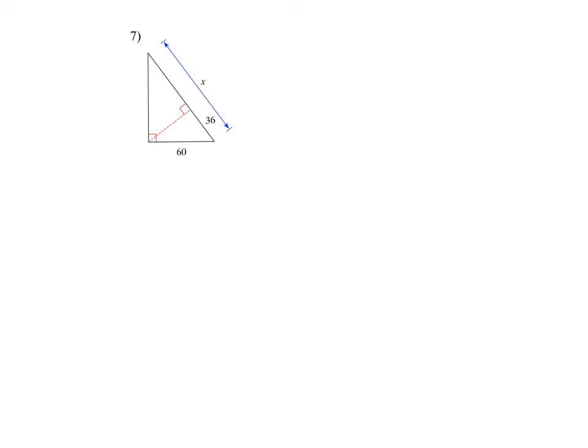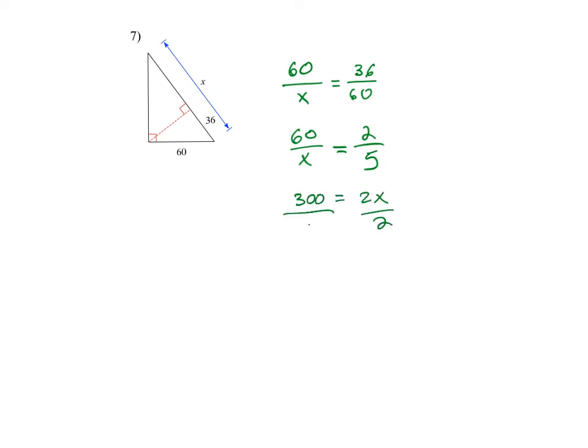So number 7, again, I'm going to be working with this small triangle right here and the big triangle. So in this case, the hypotenuse of the small triangle, 60, over the hypotenuse of the big triangle, x, equals the leg of the small triangle over the leg of the big triangle. Now I'm going to simplify this fraction by 6. So 60 is to x as 2 is to 5. I'm just going to cross multiply. So 300 equals 2x. Now I'm going to divide by 2. So x equals 150. That's it.